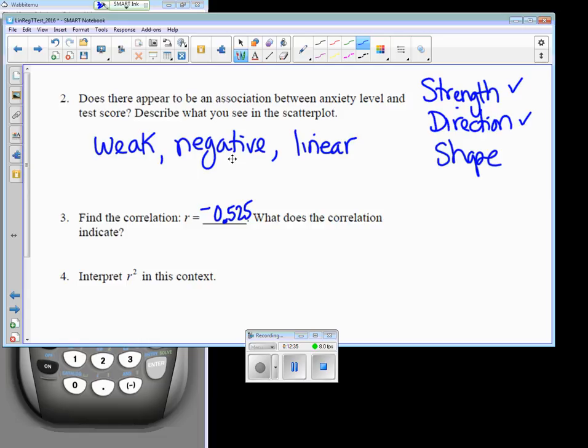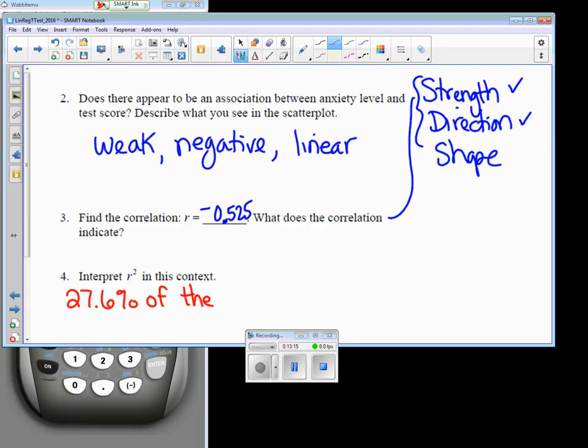Okay. What does the correlation indicate in question 3? The strength and direction, right? Right. How about R squared? What is R squared? It's a percentage, so tell me what it is as a percent. 27.6% of. Now let's see if we remember the sentence that we need to write. Matthew, you got it? Read it.